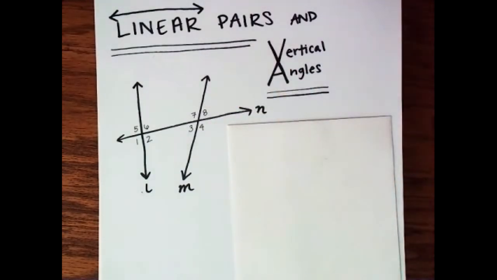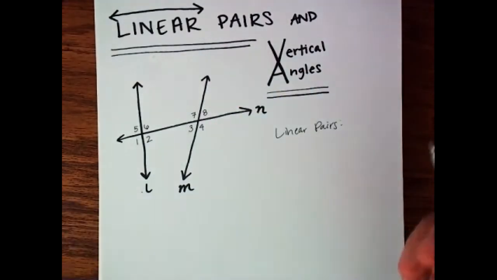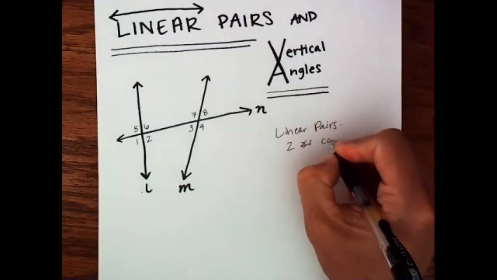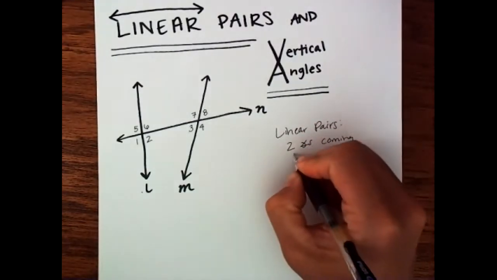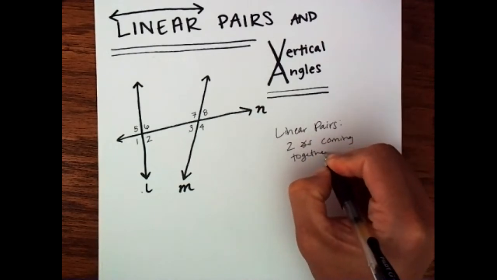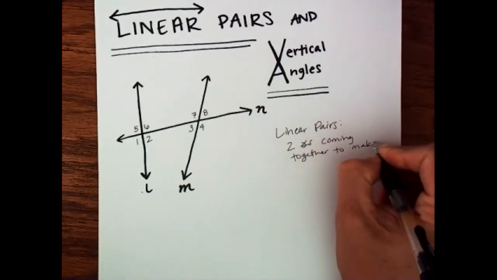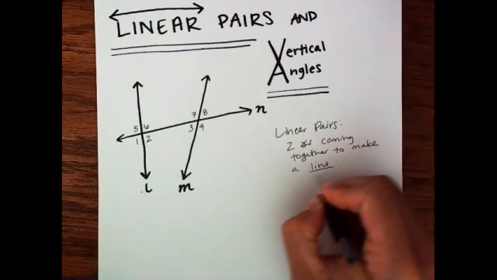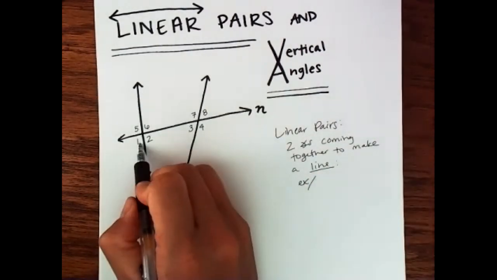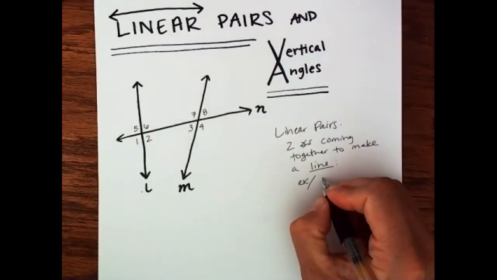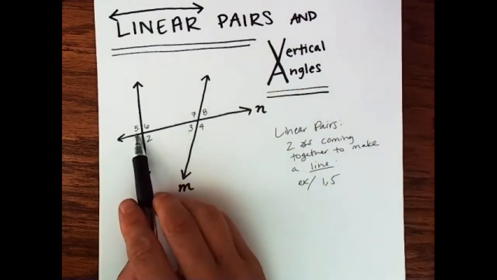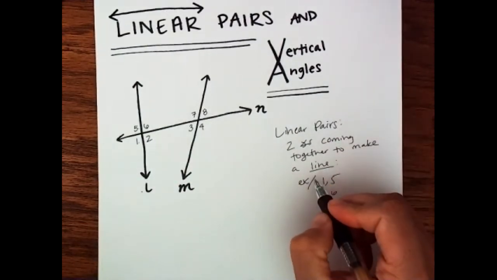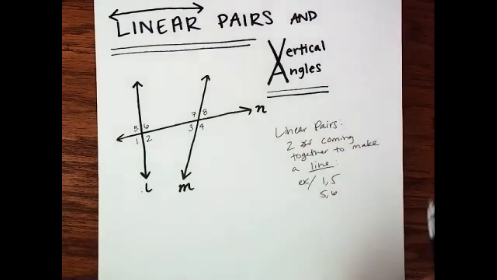So now let's look at linear pairs and vertical angles. So when we think about linear pairs, I want you guys to figure two angles coming together to make a line. So in this scenario, we have a lot of angles that could be used for this example. So if you look, for example, angle 1 and angle 5 could come together to make a straight line, and those would be considered a linear pair. You could also use angles 5 or angle 6 because they come together to make a line. The idea you just want to remember here is line, which is actually embedded into linear.